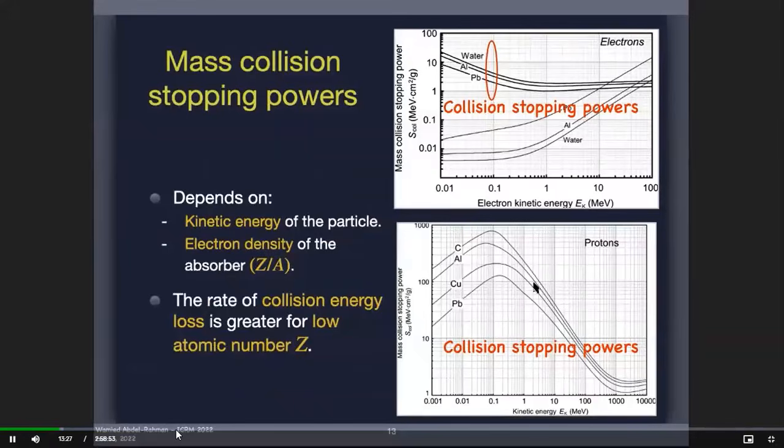This is a graph of the mass stopping powers as a function of the kinetic energy of the particle. The bottom graph is for protons. And in general, the mass collision stopping power depends obviously on the kinetic energy of the particle, but it does not depend on the Z of the material. It depends on the electron density of the material. And then as the energy of the charged particle increases, the collision stopping power will slowly increase.